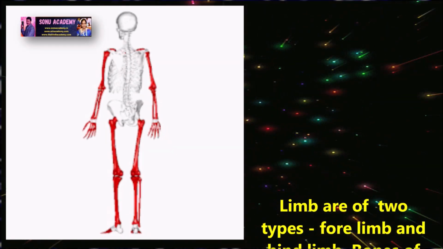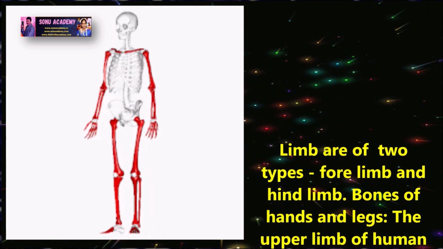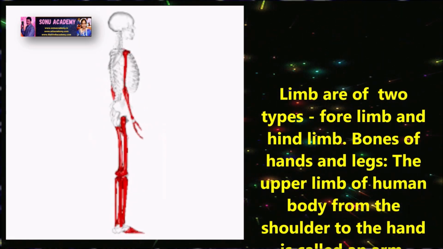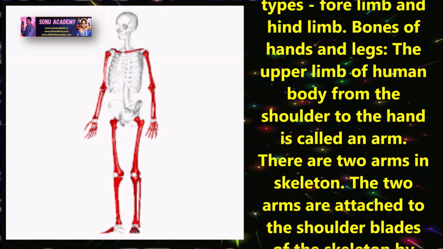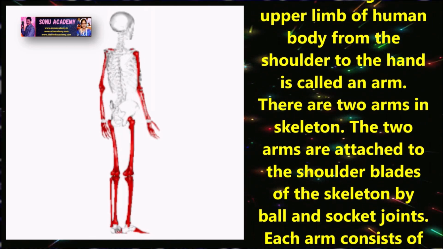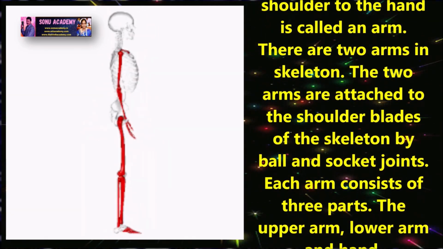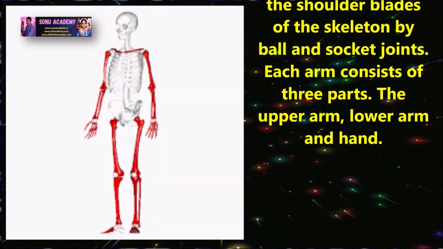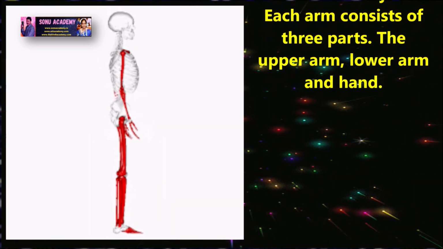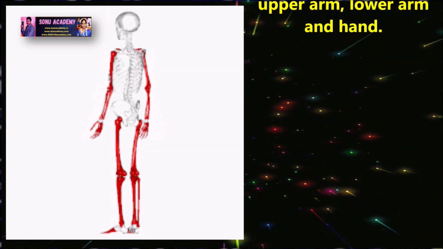Limb bones. Limb bones are of 2 types. One is the forelimb and the second is the hindlimb, the bones of the hands and legs. The upper limb of the human body, from the shoulder to the hand, is called an arm. There are 2 arms in the skeleton. The 2 arms are attached to the shoulder blade of the skeleton by ball and socket joints. Each arm consists of 3 parts: the upper arm, the lower arm and a hand.